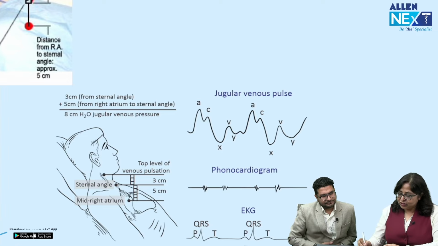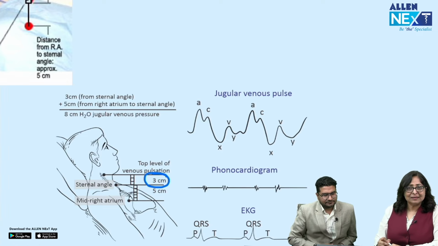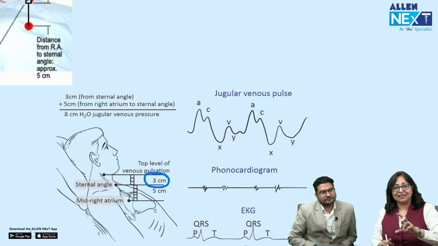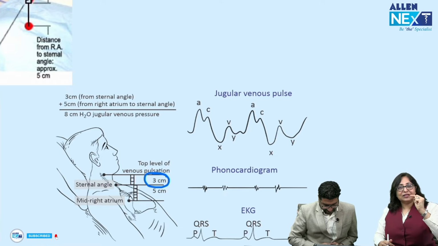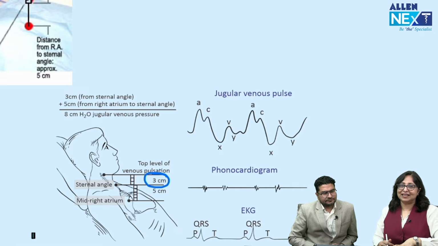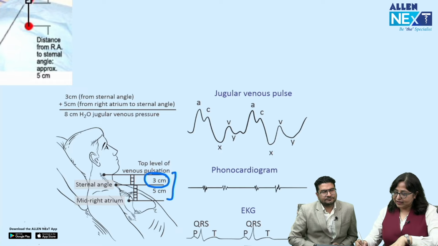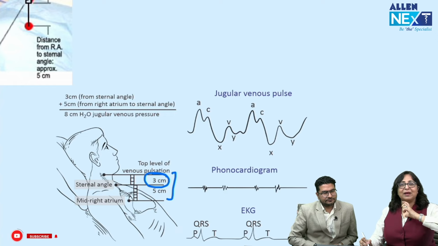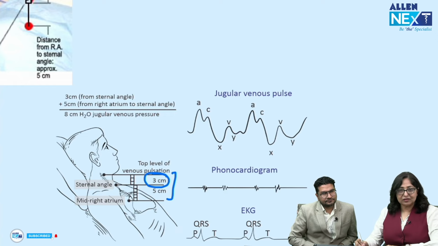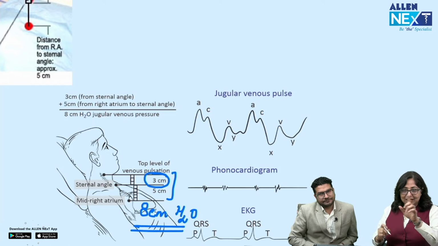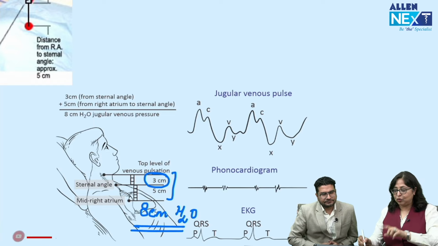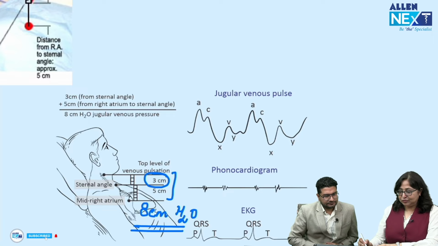So whatever you measure, for instance, if it is 3 centimeters, you have to add 5 centimeters. Why 5 centimeters? Because from the angle of Louis to the center of the right atrium, it is 5 centimeters of water. So in this case, I've given you an example here. The vertical distance from angle of Louis till the upper level of JVP was 3 centimeters. Add 5. So the JVP is 8 centimeters of water. Take note of the unit that we are using.